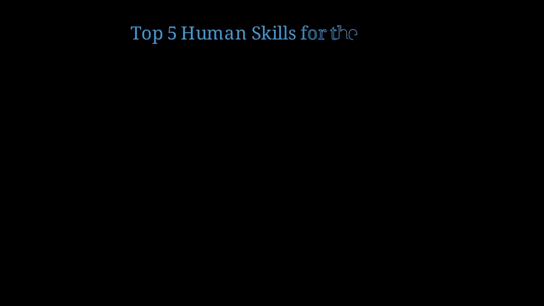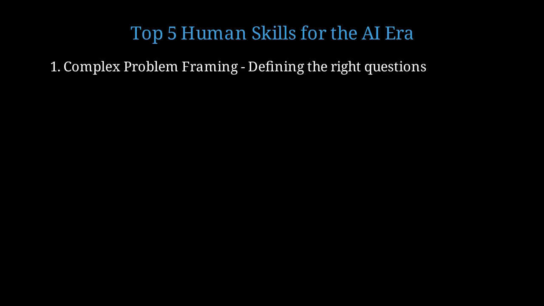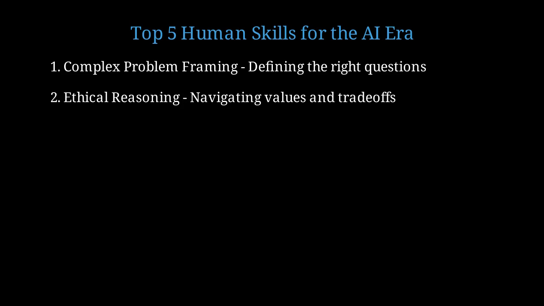Let me give you the top 5 human skills for the AI era. First, complex problem framing. AI is great at solving well-defined problems. You need to be great at defining which problems are worth solving. Second, ethical reasoning. AI lacks moral intuition. You must navigate complex value trade-offs and ethical dilemmas.